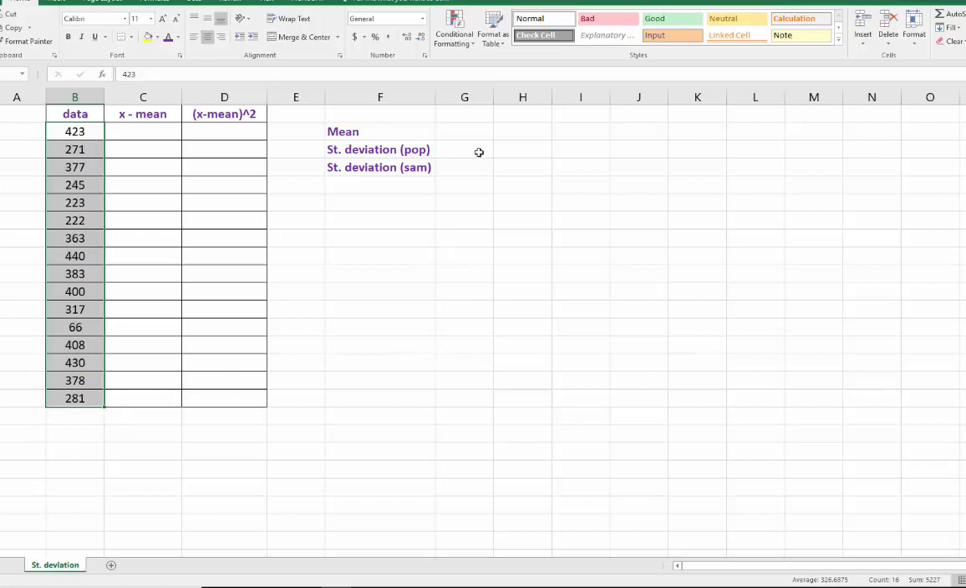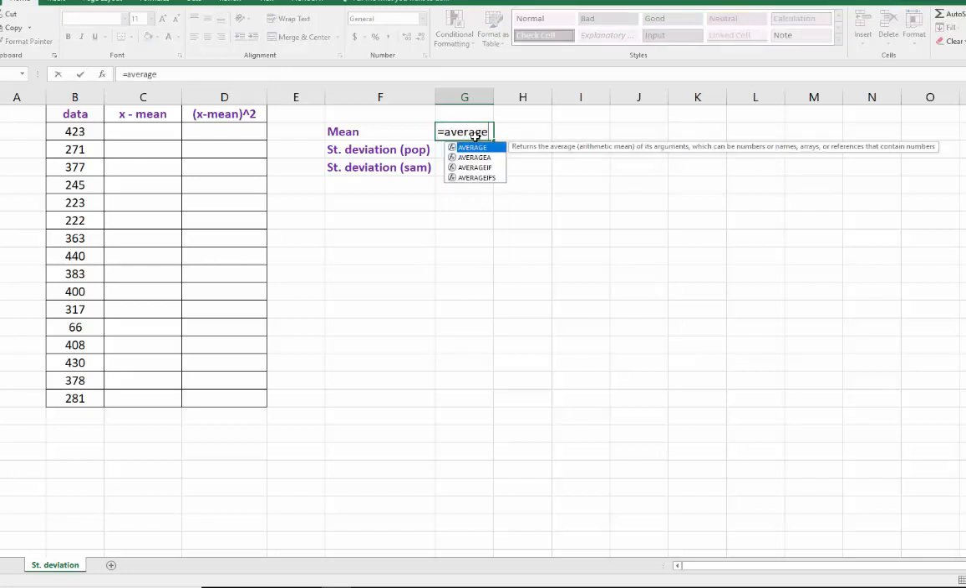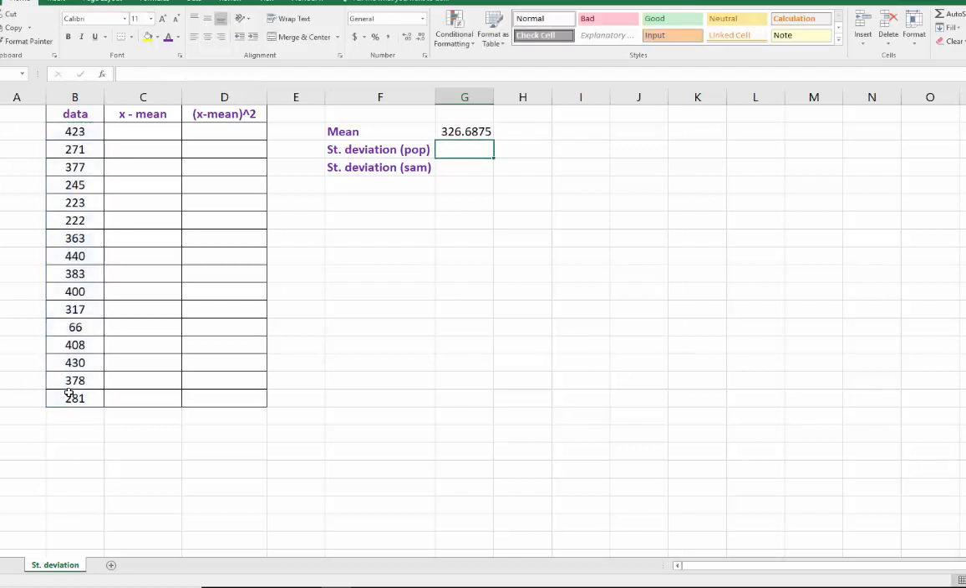One way to characterize this set is to find the mean, and you know what that is? That is just the sum of all the values divided by the number of observations. So you could find the sum by hand and divide by 16, or use a calculator command or an Excel command. We're going to say average, open parentheses, highlight our data set, press enter, and there you have it. So roughly 327 text messages. That's the average for this set.